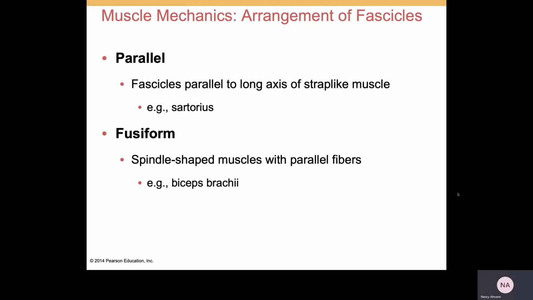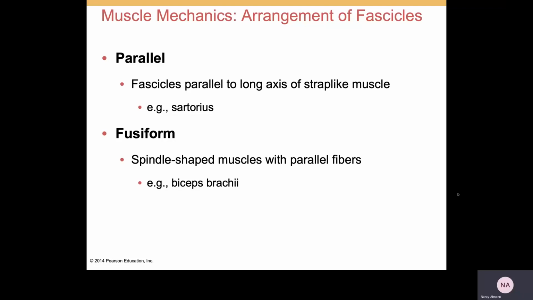And then occasionally you have fusiform shaped fascicle arrangements, which basically just means they're going to be spindle-shaped muscles that are having parallel fibers. And really a classic example of that is going to be biceps brachii.